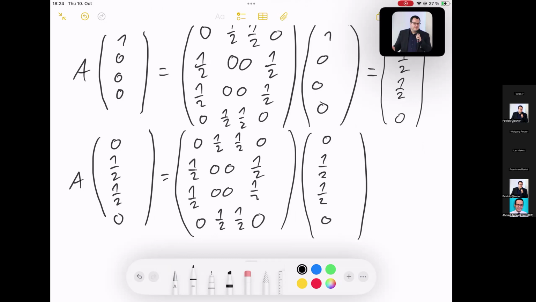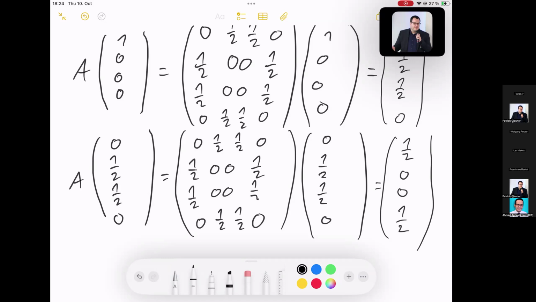This is your task now: to multiply our state after one time click from the right with our matrix, and we'll see what we get. That's correct. It's a half, 0, 0, and a half.